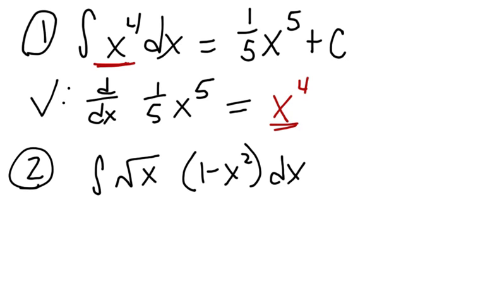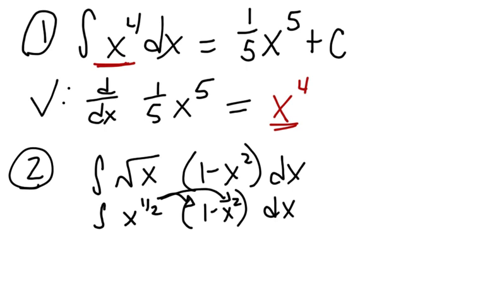So what I always recommend that you do is simplify your integrand as much as possible before you integrate. So let's first of all think of this as x to the 1/2 power instead of the square root of x, and now distribute that into the parentheses. So it would be x to the 1/2 minus x to the, add the powers, 1/2 plus 2 is 2.5, or as an improper fraction, 5/2 dx.